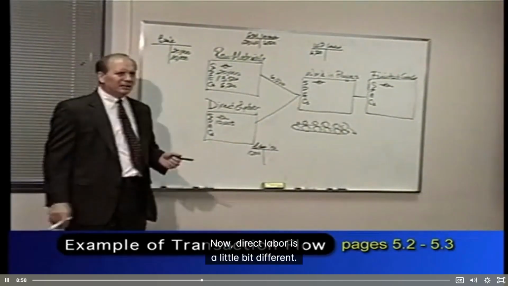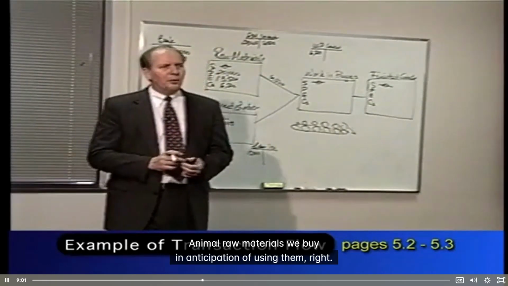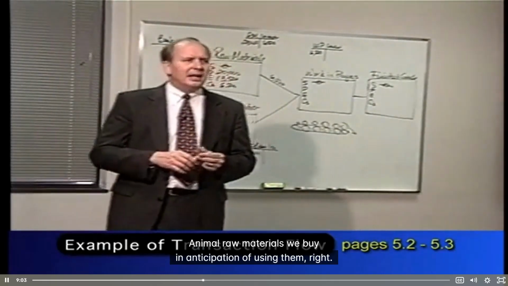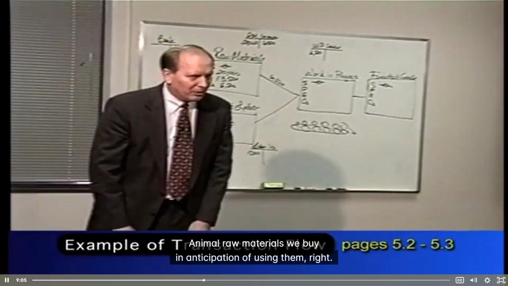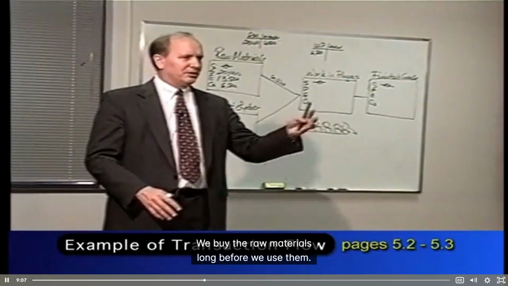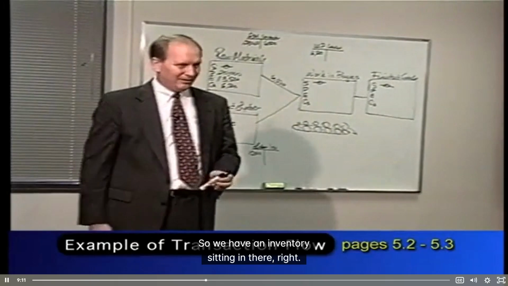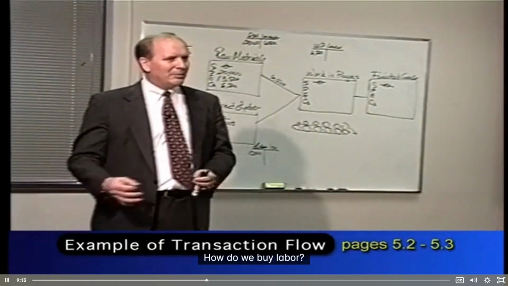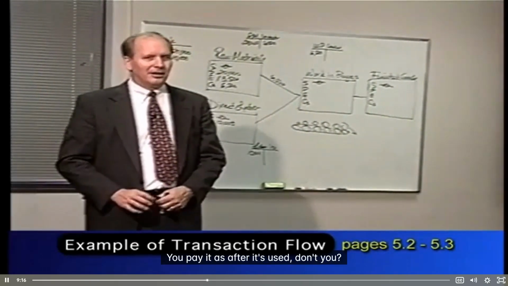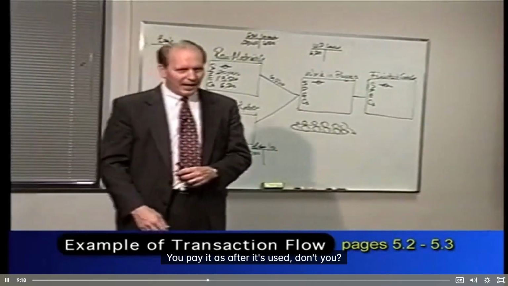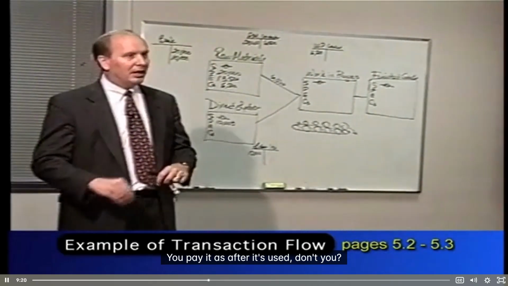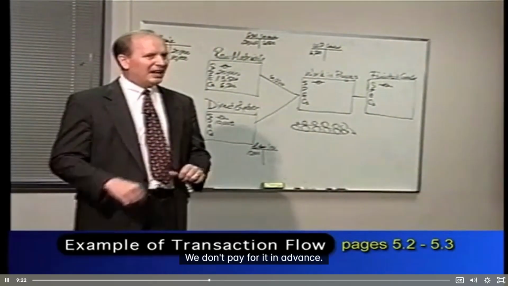Now, direct labor is a little bit different animal. Raw materials we buy in anticipation of using them, right? We buy the raw materials long before we use them. So we have an inventory sitting in there, right? How do we buy labor? You pay it after it's used, don't you? We don't pay for it in advance.